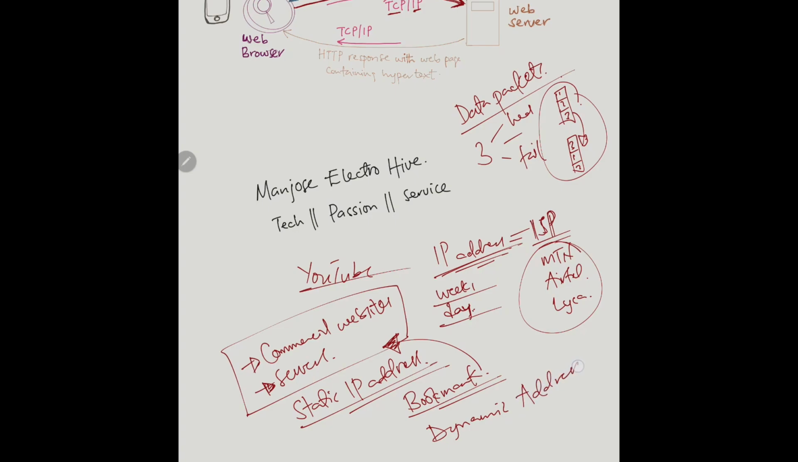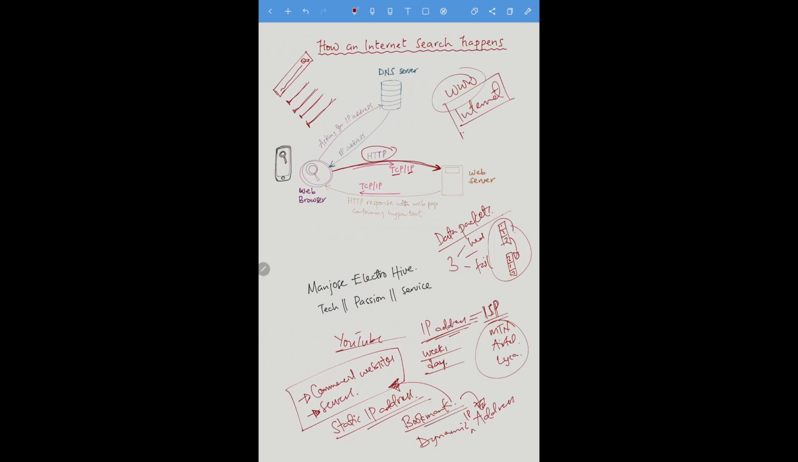Else, if they had a dynamic IP address, when you click on that bookmark, it would take you to a wrong IP address, which doesn't have the information that you want, and in most cases it gives us an error.